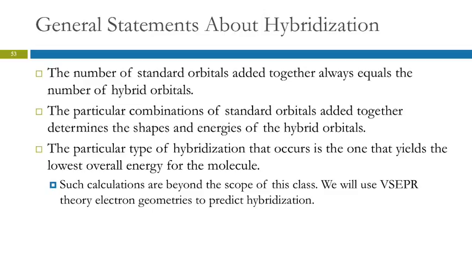So if you've got an s and a p, you'll get one energy and one shape. If you've got an s and 3 p orbitals that are hybridizing, you're going to get a different energy and a different shape. The hybridization that actually occurs is the one that gives the lowest energy. Calculating which combination of hybrid orbitals gives the lowest energy is a lot of calculations, and it's beyond the scope of the class. So we're going to use VSEPR theory to predict the hybridization. That's a lot less math than actually doing the calculations. I wouldn't be able to do the calculations.